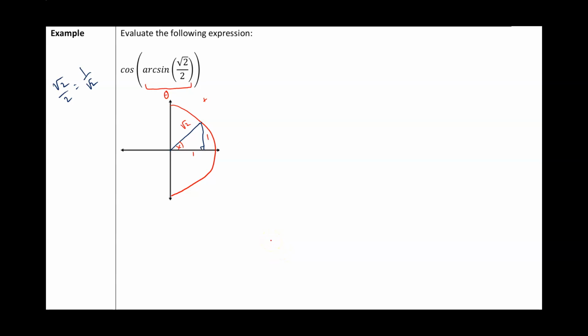Now, what do we want with this angle? We don't want to find the angle. We know this angle is 45 degrees. We don't want to find that. We want to find the cosine of this angle theta, or let's call this x. We want to find the cosine of angle x. The cosine is adjacent over hypotenuse, so this will be 1 over radical 2, which is simply radical 2 over 2.